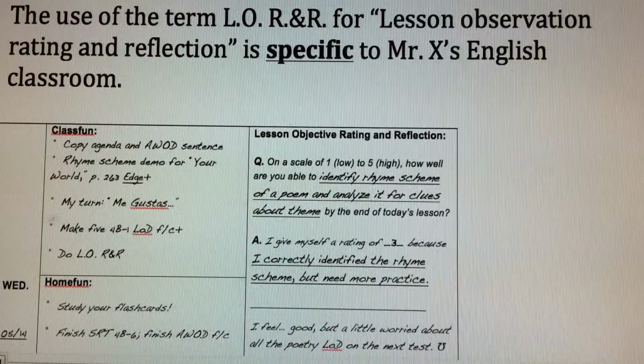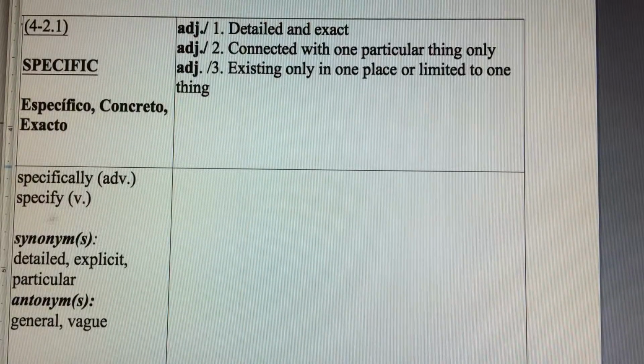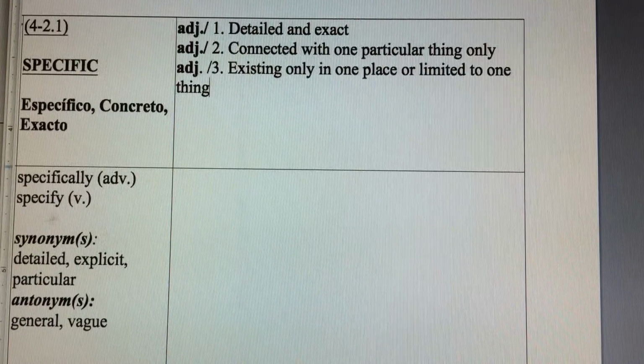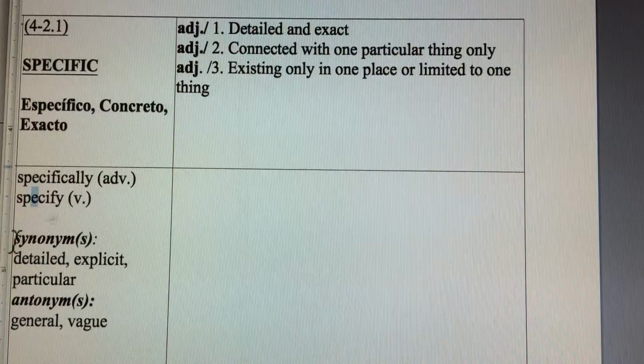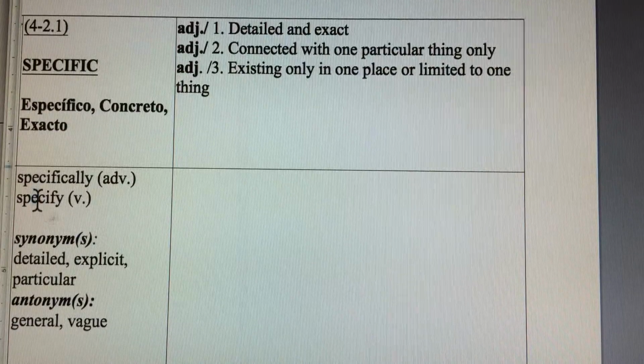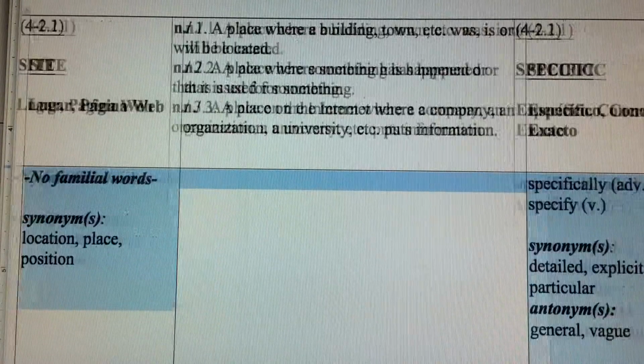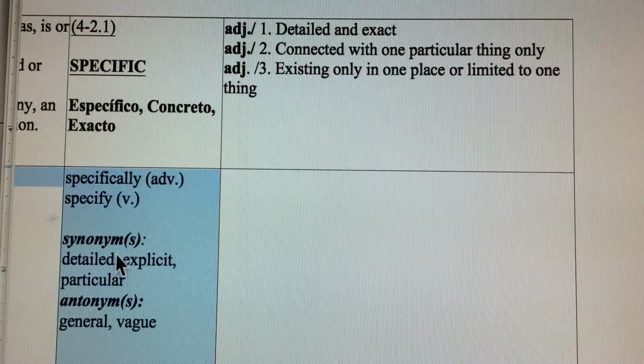All right, let's take a look at your familiar words. We have 2. The first is the adverb form, specifically. Specifically. And we also have the verb form, specify. Notice that the accent changes to the first syllable. Specify.